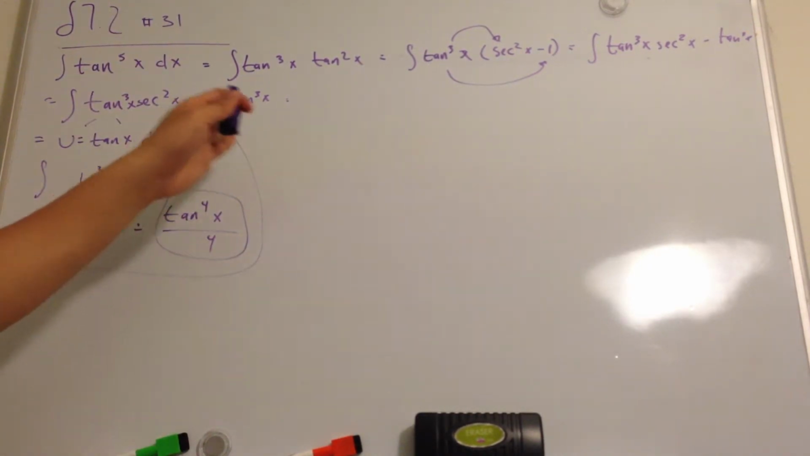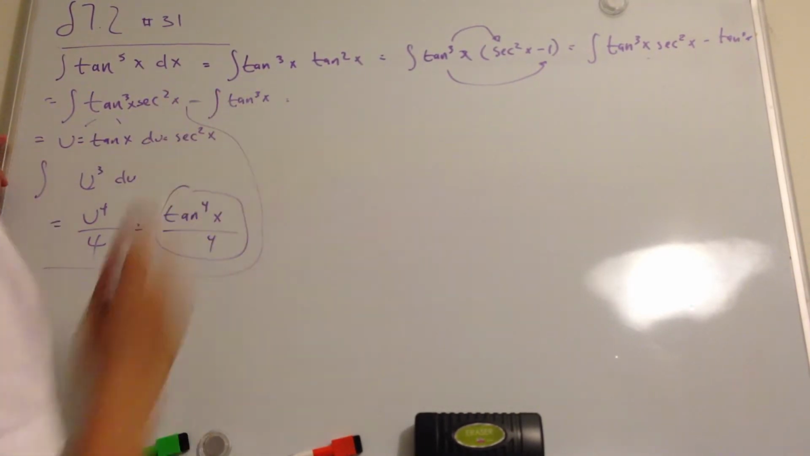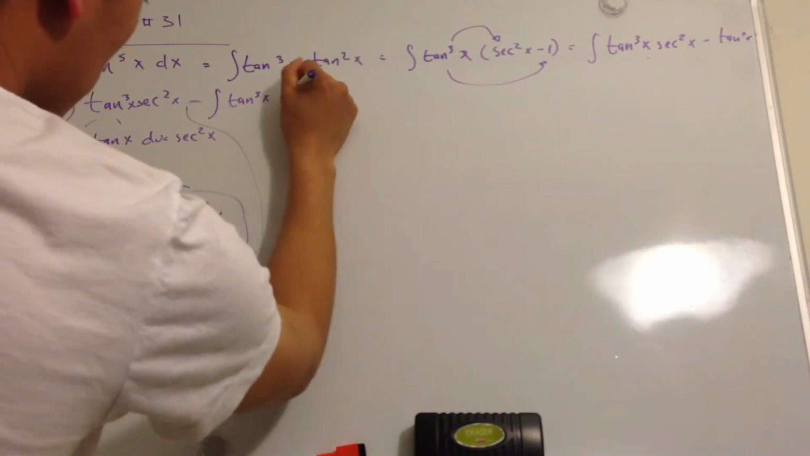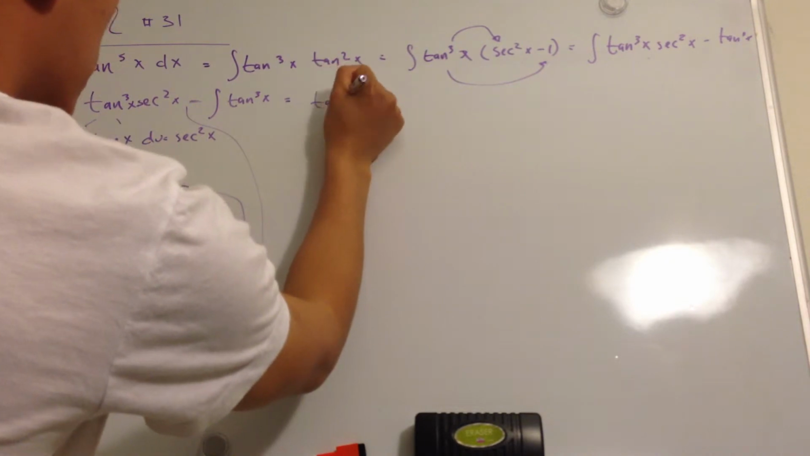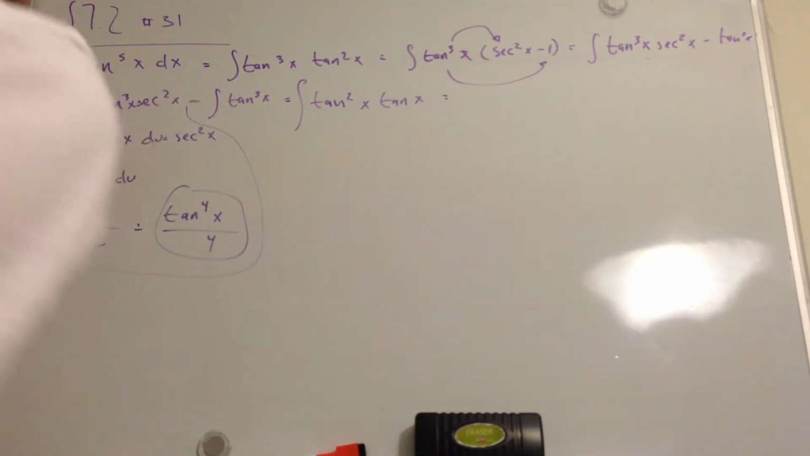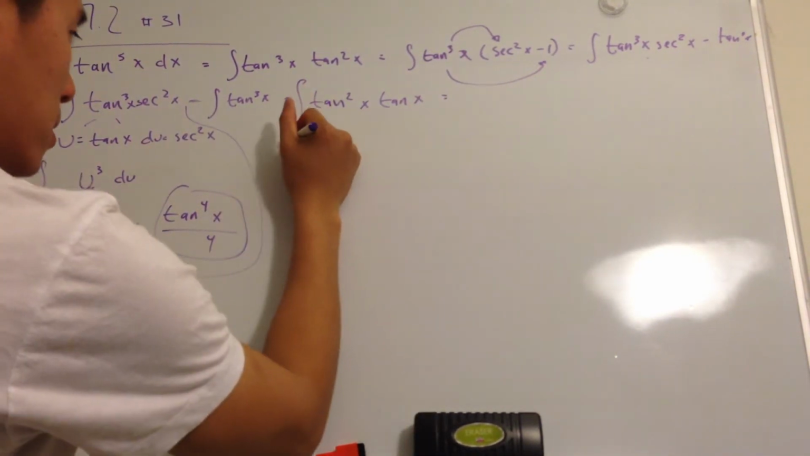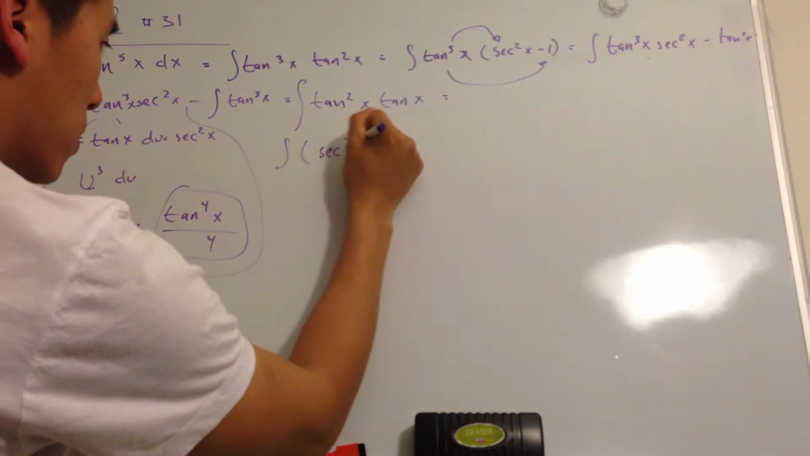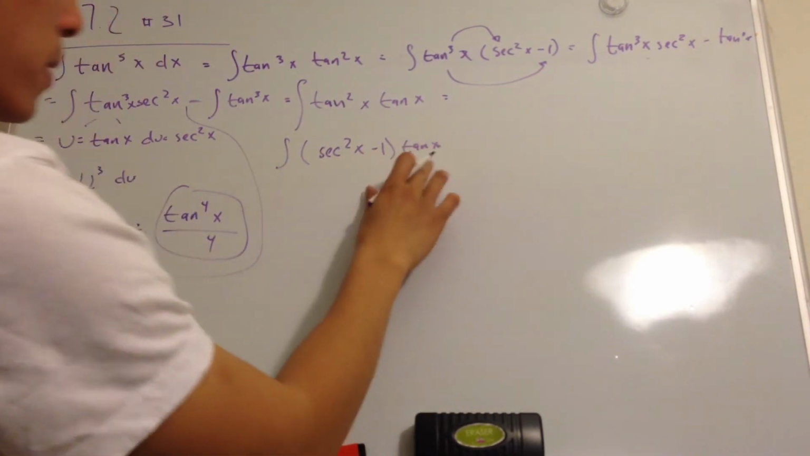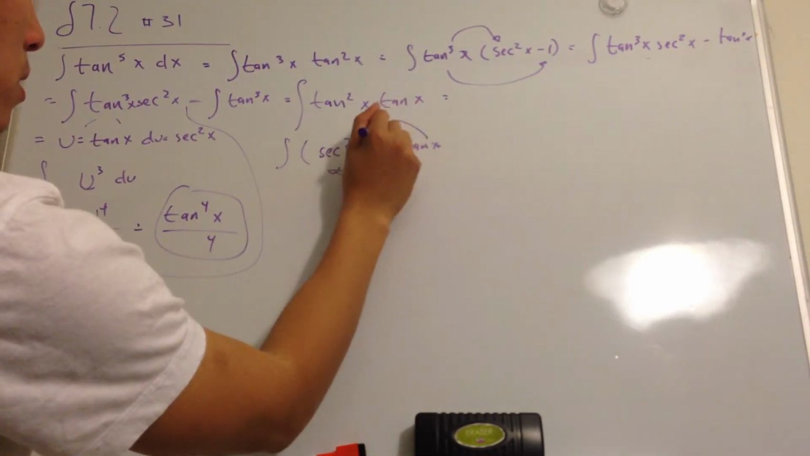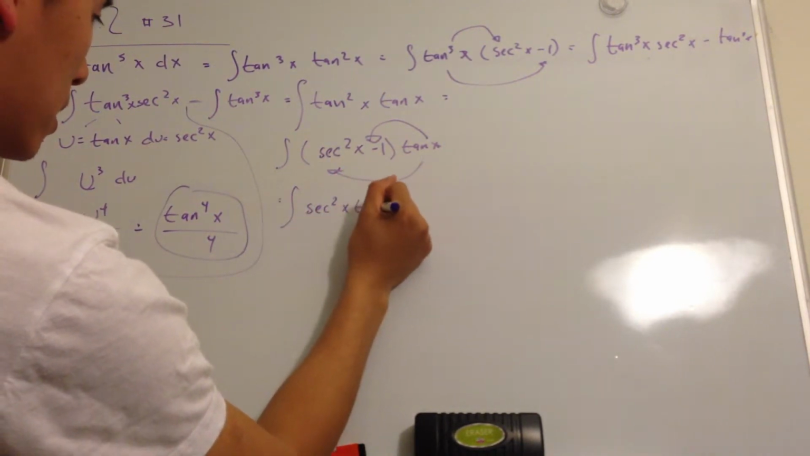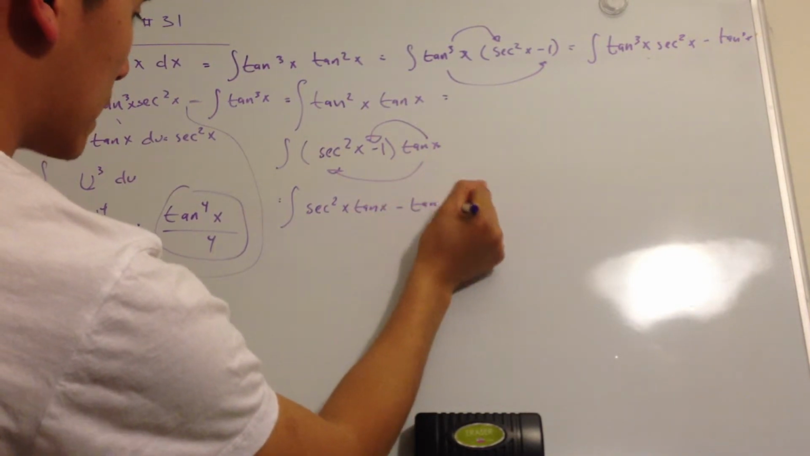And now we got to take care of this minus tangent cubed x. Tangent cubed x is the same thing as tangent squared x tangent x. And as we know from our previous example, tangent squared x is the same thing as secant squared x minus 1, times tangent x. Let's do the same thing we did earlier in another problem by factoring this in. That gives us the integral of secant squared x tan x minus tangent x.